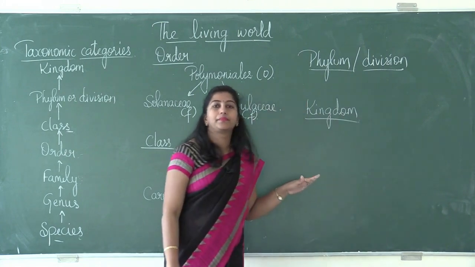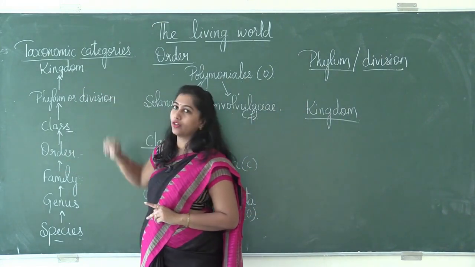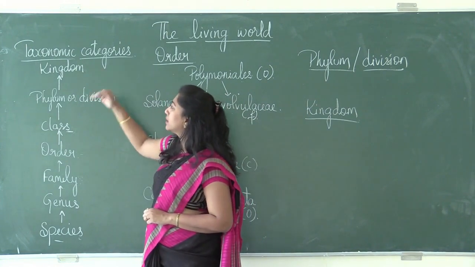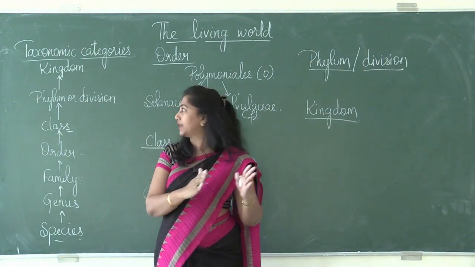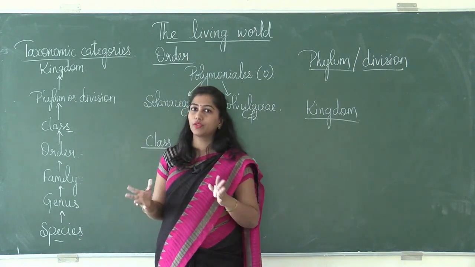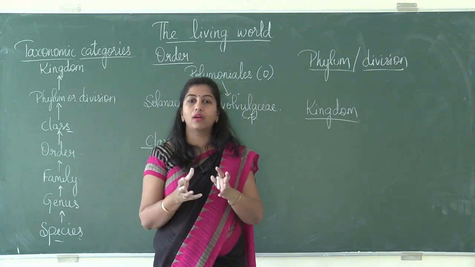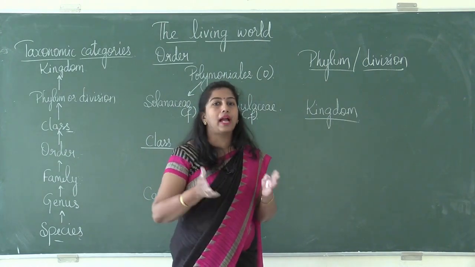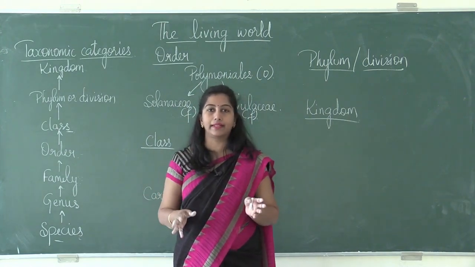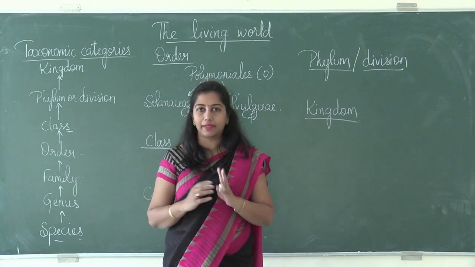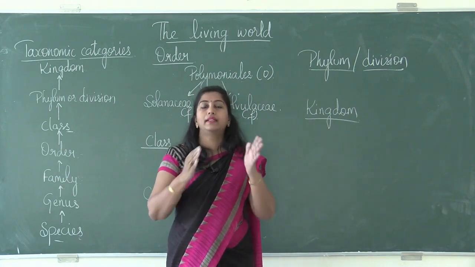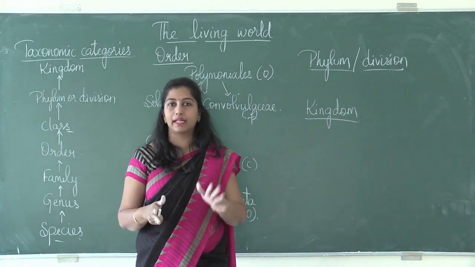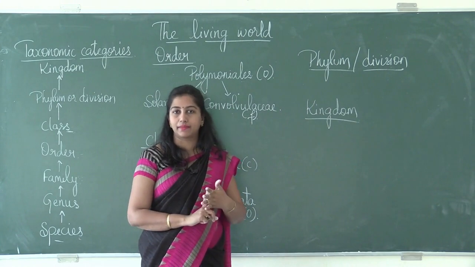Okay, so kingdom is the highest unit of classification here, and kingdom consists of a group of related phylum or division. Usually we say that all animals are put under one kingdom, that is kingdom Animalia, and plants are put under one kingdom which we call kingdom Plantae. Apart from that, there are other three kingdoms, because we study that there are 5 major kingdoms.